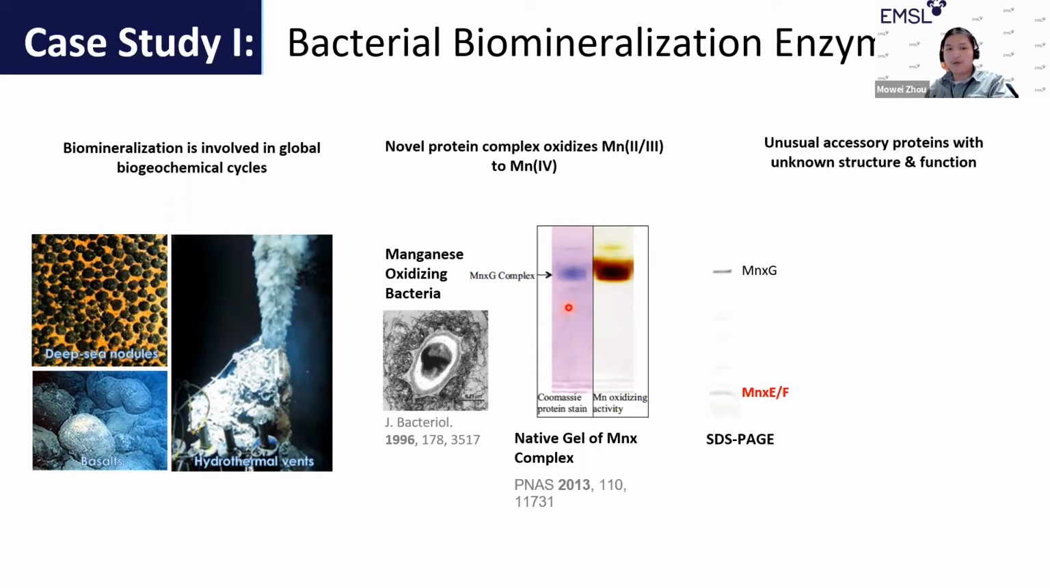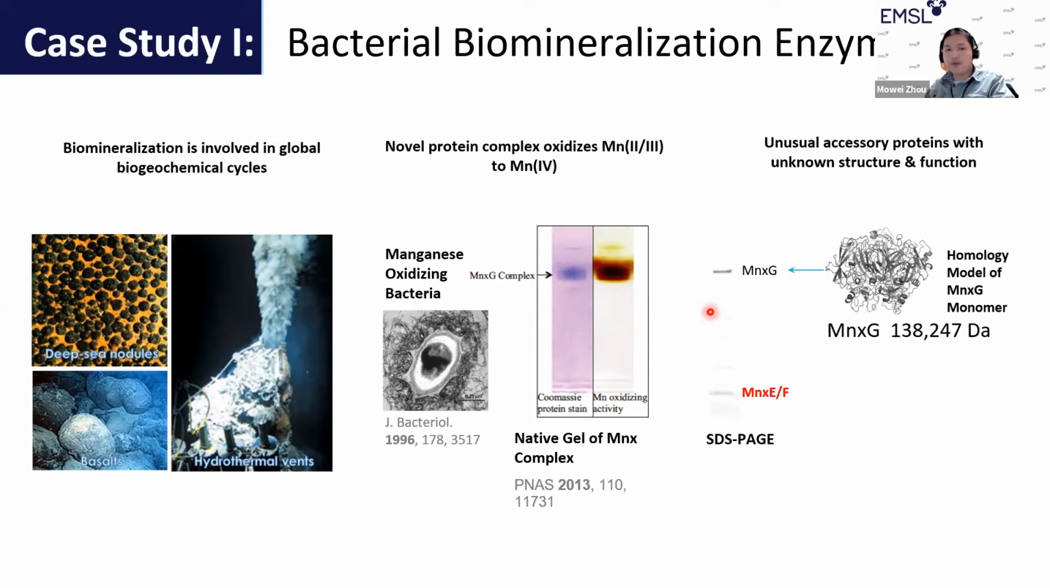And they were able to recombinantly express the protein into active forms. On the native gel, you can see when you add manganese 2 or manganese 3, you will be able to see the manganese oxide minerals forming, as shown by the brown color. What's interesting is that this protein is actually not a single protein, but a protein complex. So they have to co-express several genes to be able to get an active complex, an active enzyme.